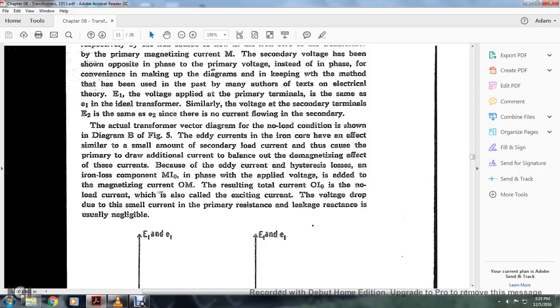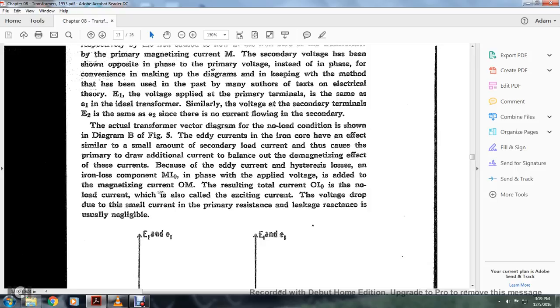E1 is the voltage applied to the primary terminals and is the same as the lower E1 in the ideal transformer. Similarly, the voltage at the secondary terminals, E2, is the same as the lower E2, since there is no current flowing in the secondary. The actual transformer vector diagram at no load condition is shown in diagram B of Figure 5.